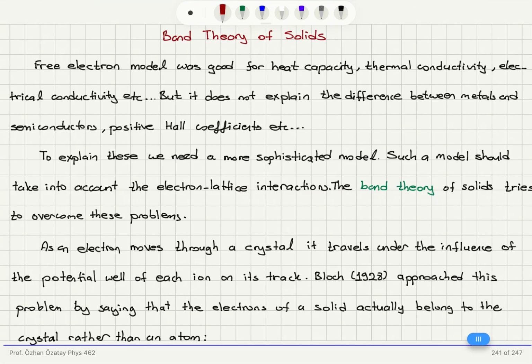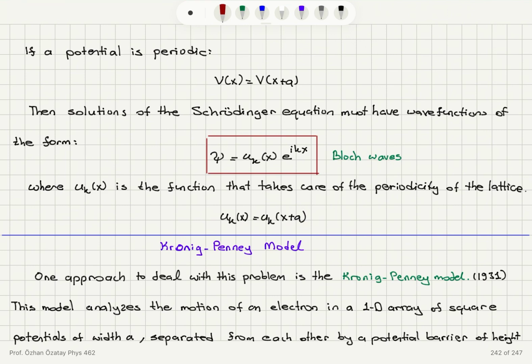Okay, so we have gone through the arguments for why we need this nearly free electron theory. First of all, there are experimental facts like positive Hall coefficients and the difference between metals and semiconductors that we cannot explain with the free electron model. The band theory is based on Bloch-like wave functions, where Bloch suggested that the electrons belong to the crystal, and the wave functions are of the form u of x e to the ikx, traveling waves that have a periodic function up front, uk of x, that takes care of the periodicity of the crystal.